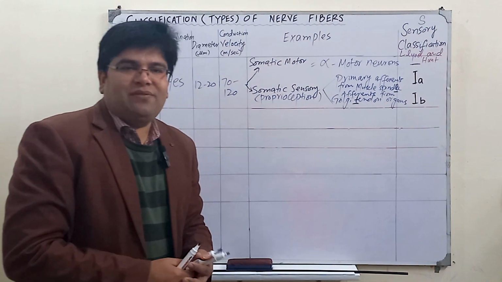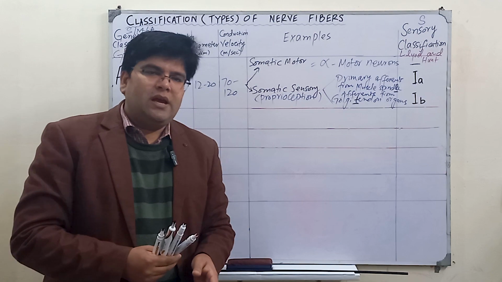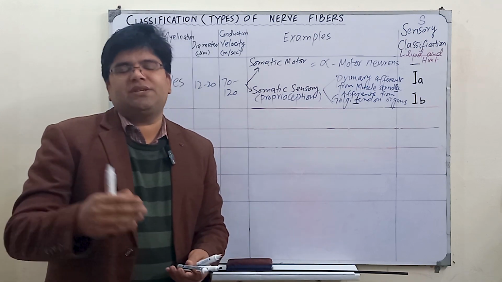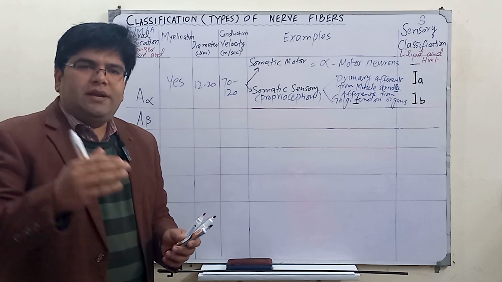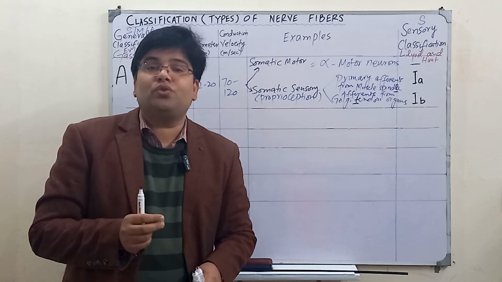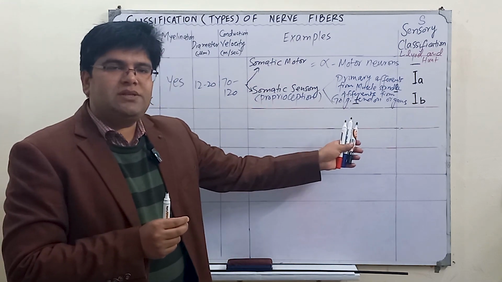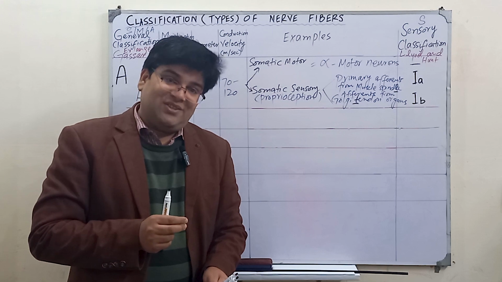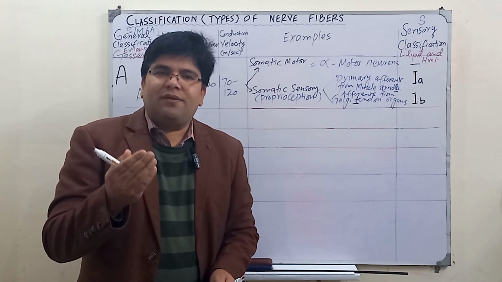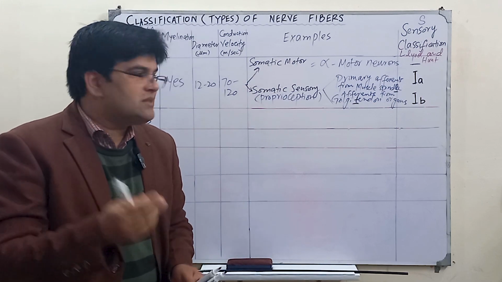Now I will make your life easier. It's a little bit confusing and difficult topic for the students, but this is a high yield topic when you will be studying sensory and motor physiology. In different topics you will come across these nerve fibers, so it's very important for you to memorize these nerve fibers, their diameter, their velocities, and their examples. But in order to memorize it, you need to know some important mnemonics and also some easy ways.